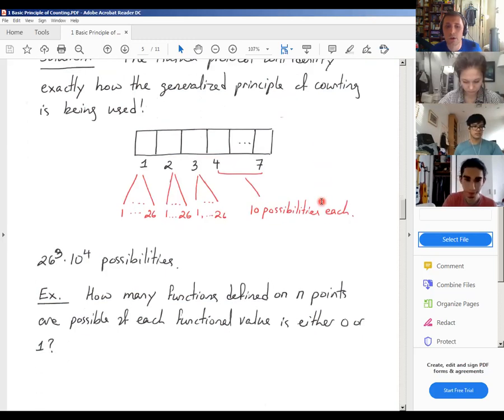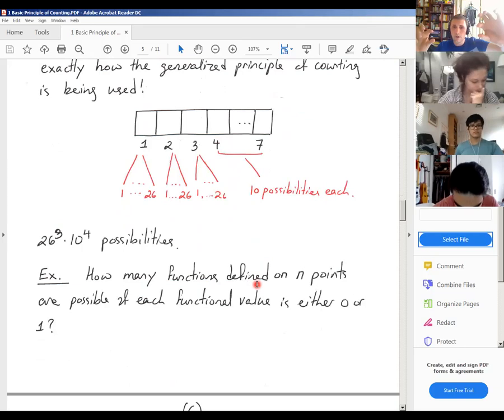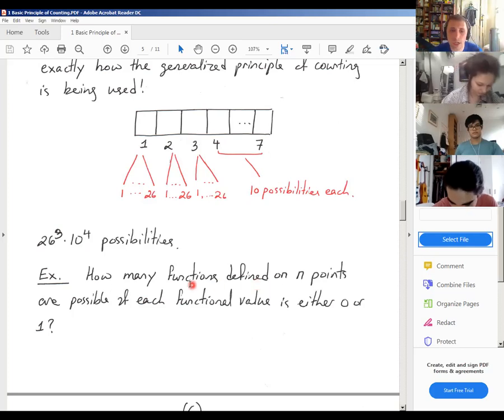Here is another question. How many functions are defined on n points? You understand what n points are? A function is going to map 1, then 2, then 3, n numbers, and it's going to map them somewhere. Each number is mapped either to 0 or to 1. How many such functions are possible? Think about it.